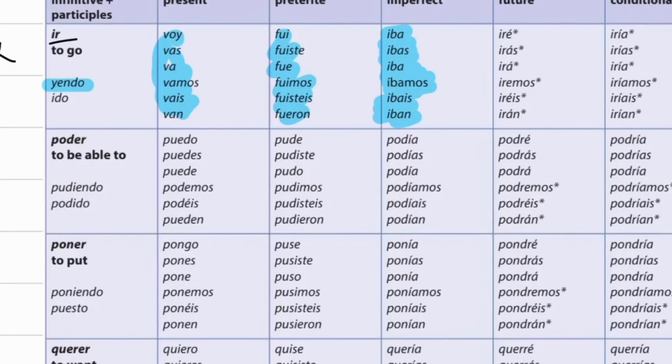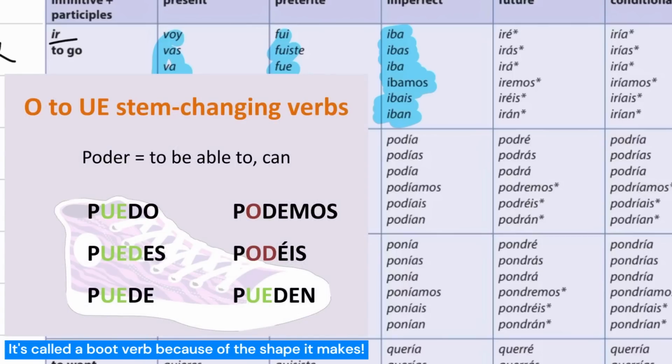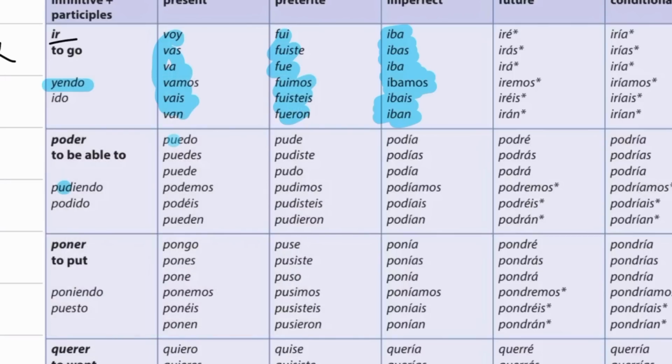Poder isn't too bad. I guess the U here is different, isn't it? So in the present participle, pudiendo, it's not a word you'd use very often, but that is irregular. The O to U and the O, it's stem changing. This is a classic stem changing or boot verb. So puedo, puedes, puede, podemos, podéis, and pueden. The U and the E are only present in those first 3 and the last bottom one.